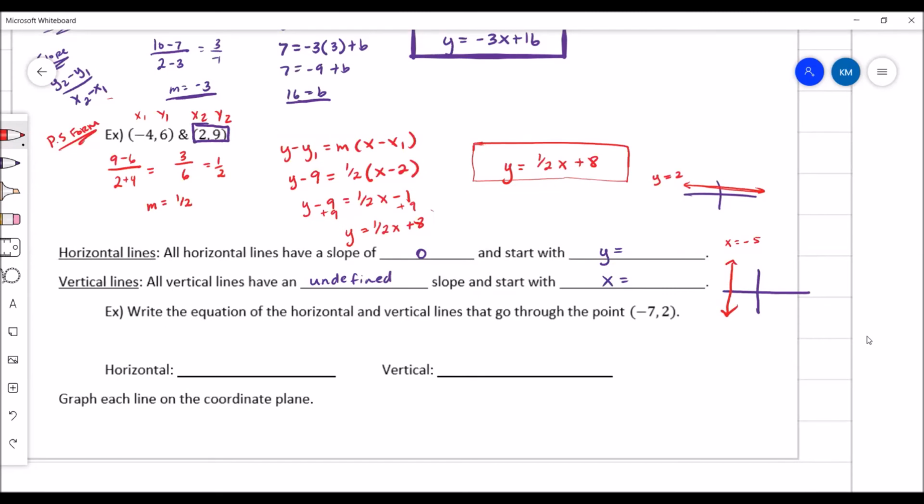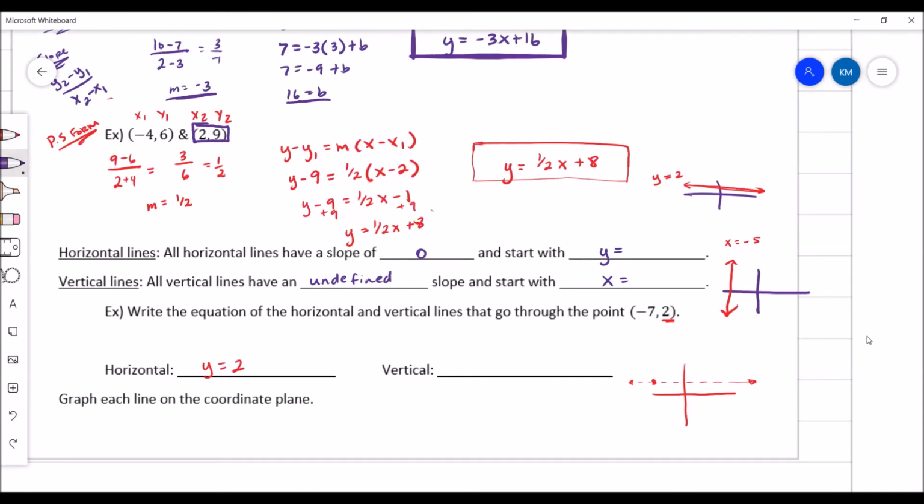Along those lines, it says to write the equation of the horizontal and vertical lines that go through each point, -7, 2. The point -7, 2 would be right here. For the horizontal line, remember that our y coordinate stays consistent. What's our y coordinate at this point? It would be 2. So the horizontal line's equation is y equals 2, just like my example.